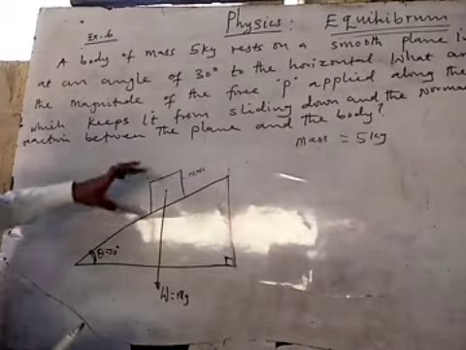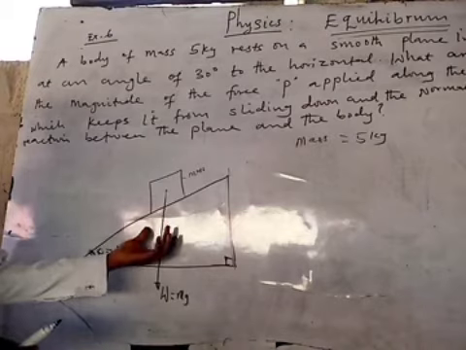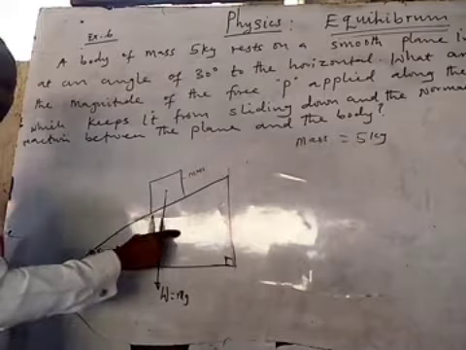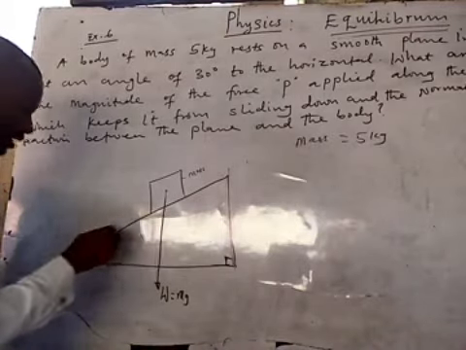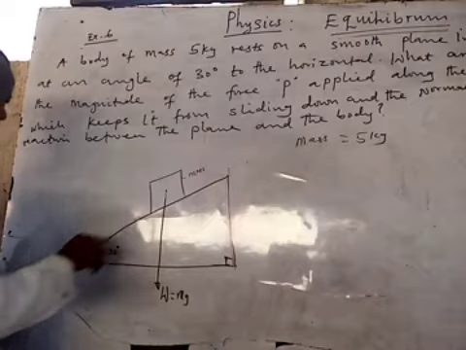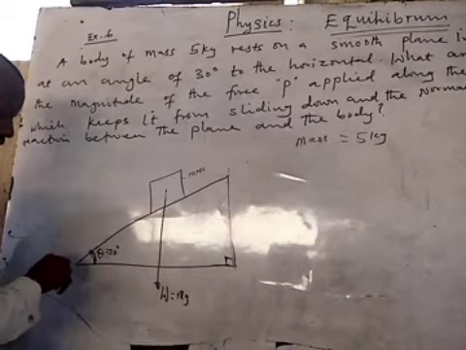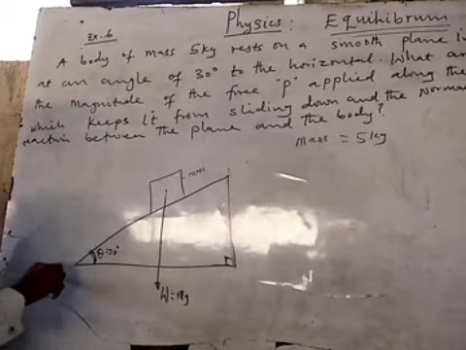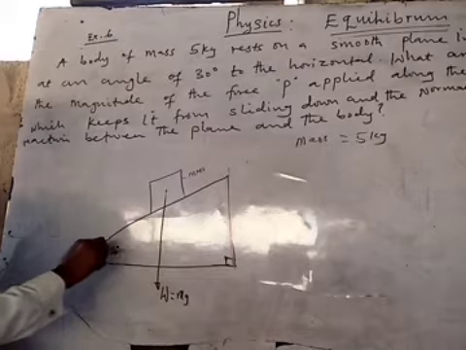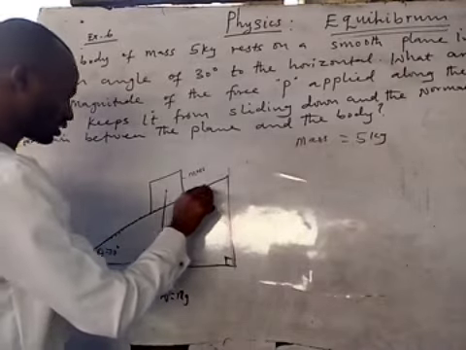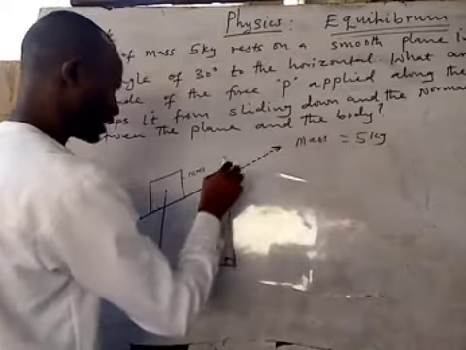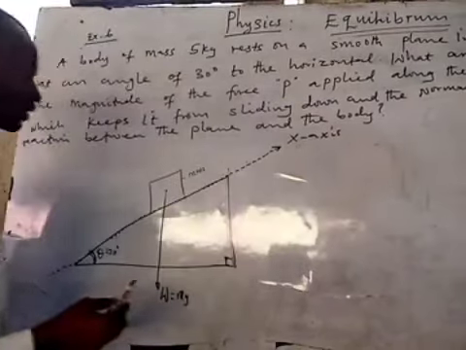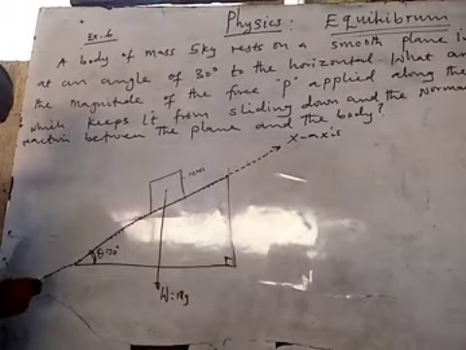In order to resolve this force, we first have to produce our axes. Normally, in problems involving an inclined plane, we use the axis along the plane to represent our x-axis. So I'm going to use this axis along the plane as my x-axis. So where do you think we now represent our y-axis?